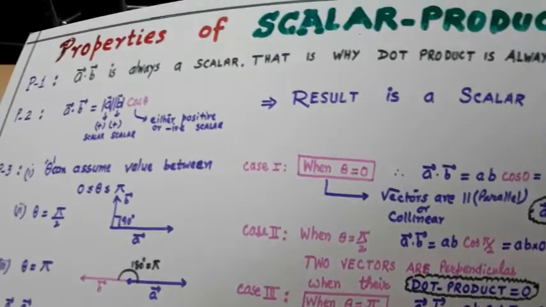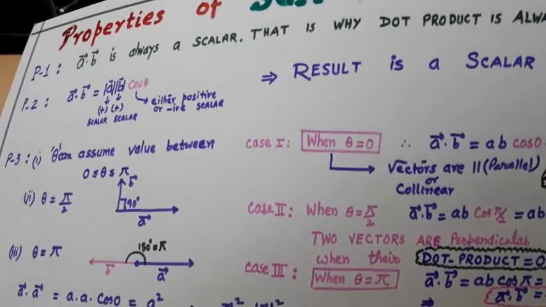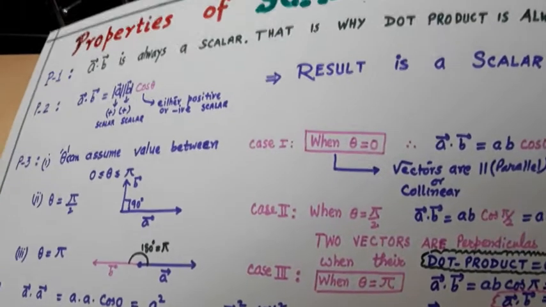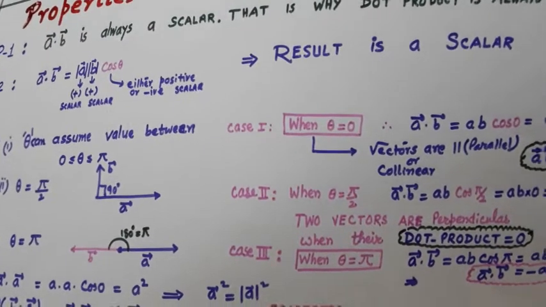So I hope you have enjoyed the mnemonic. What is A dot B? It is ABC. C stands for cos theta. So A dot B is AB cos theta.